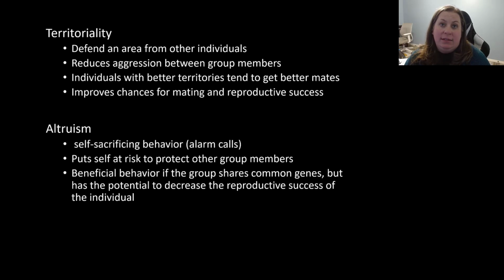Why would they do this? Well, this is going to happen in groups that share common genes. They're related. So they would be willing to lay down their life for their kids or their parents or a relative. This is why they would do this. Because again, even if they die, if their genes have been passed on, then they have been successful. All right. And so this is the idea of protecting each other, putting that on yourself in order to sacrifice yourself for the greater good.